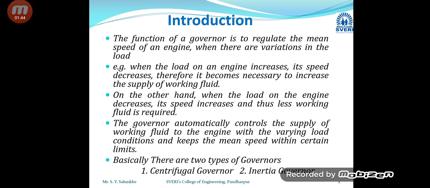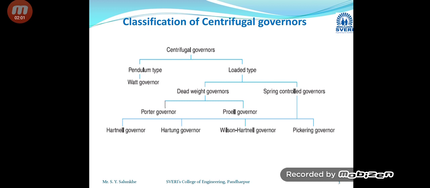Now when we look at governors, there are basically two types. One is called the centrifugal type governor, in which centrifugal force is used as a regulating unit, whereas the second type is the inertia governor. For our case we are going to see centrifugal governors only. The next part which we are going to see is the classification of these governors.